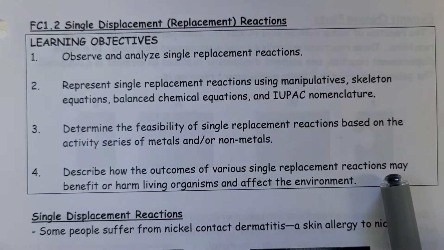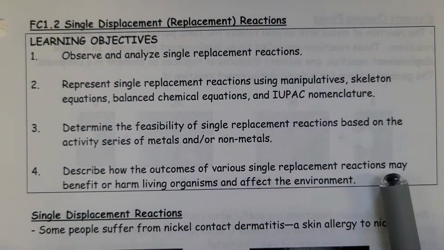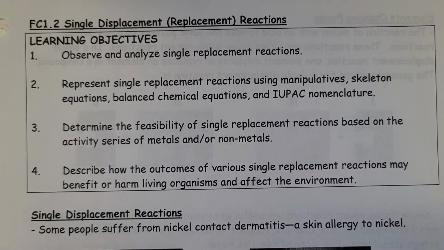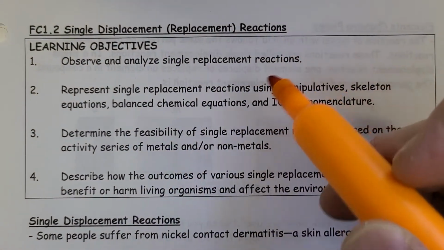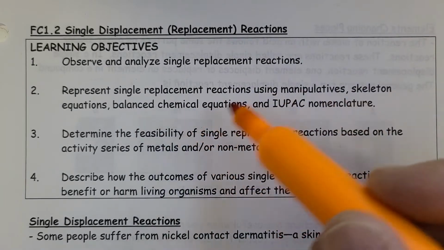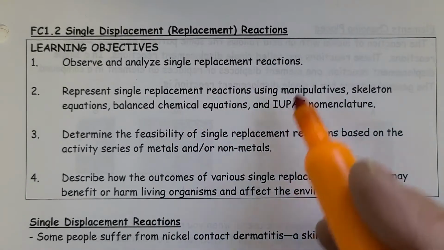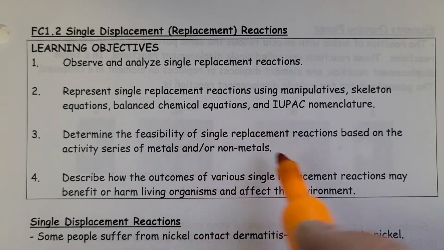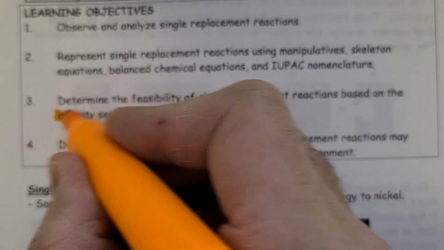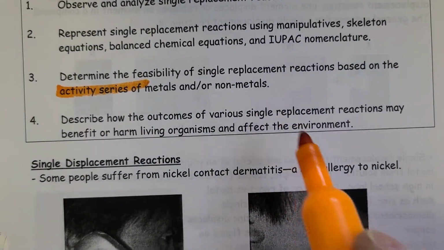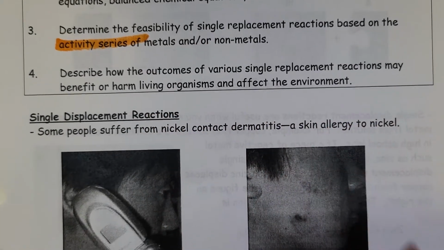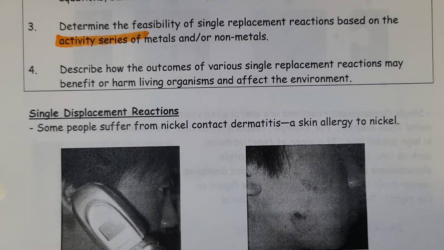So this is the 1.2 single displacement or replacement reactions section. We'll look at observing and analyzing single replacement reactions, represent single replacement reactions using manipulative skeleton equations, balanced equations, etc., and learn how to name them. Determine the feasibility of a single replacement reaction based on the activity series, which we'll find out. Describe how the outcomes of various single replacement reactions may benefit or harm living organisms and affect the environment.